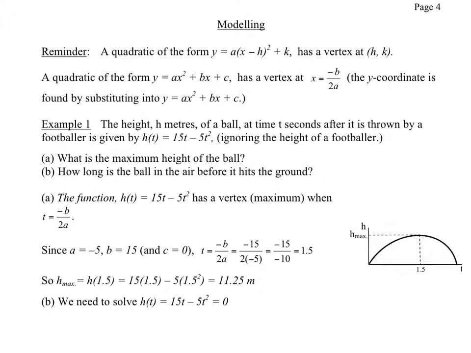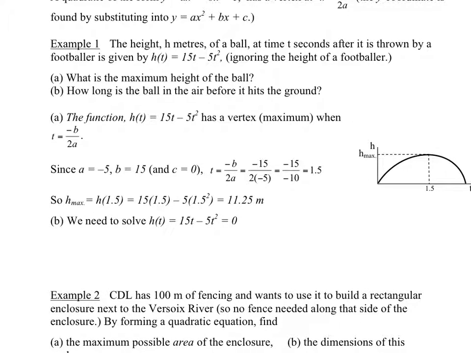So if we solve this equation here, you can solve it by factorizing. If we factorize 15t minus 5t squared, we get 5t times 3 minus t. And then you can either solve 5t equals 0, which gives you t equal to 0, that's the start, or you get t equal to 3.